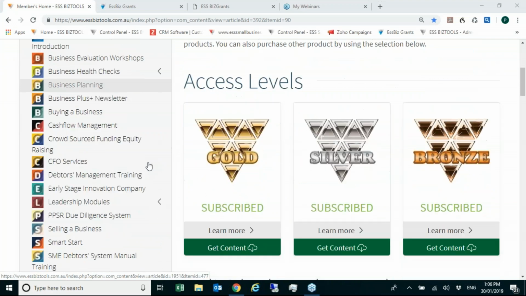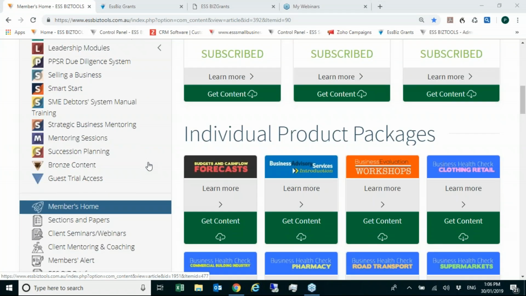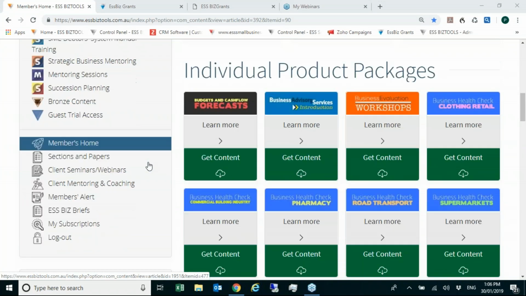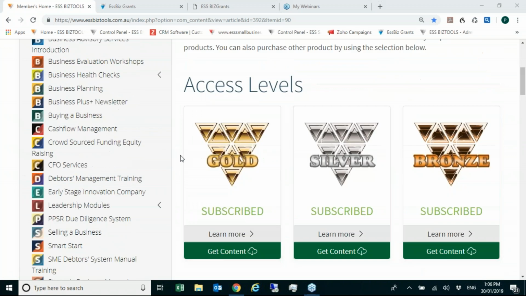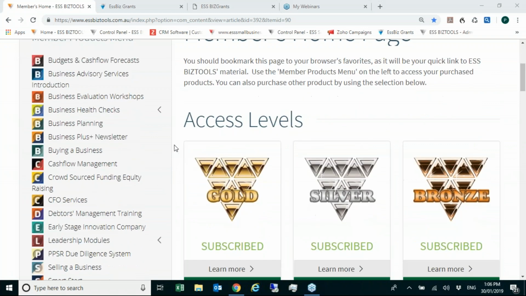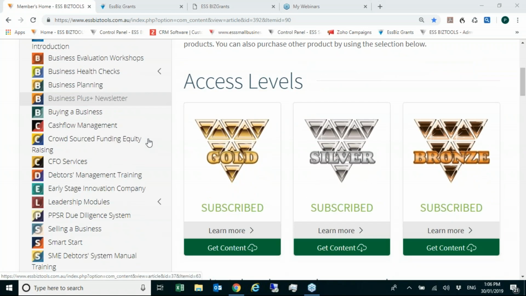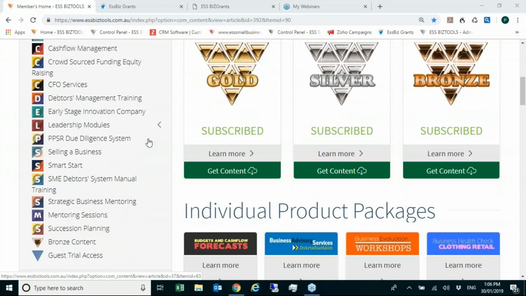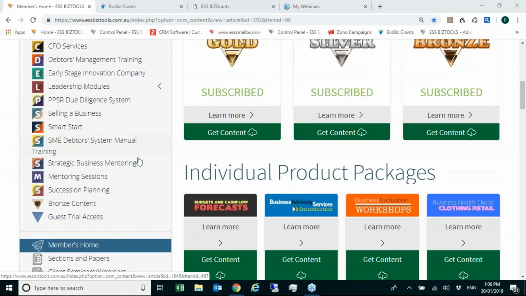Okay, so where we might start, we'll do a quick Cook's tour to start with, if that's okay. I'm on the members homepage of the site. On the left-hand side, you have a list of the key material that's in the system. These ones that we're going through now on the left-hand side, down to strategic business mentoring, are all individual product packages. There's 23 of those.